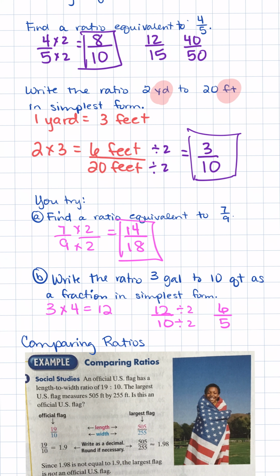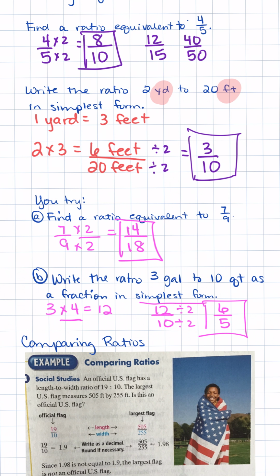Okay, so for the first one, like I said before, you could have many answers that are correct. You may have multiplied the top and bottom by something else. I multiplied by 2, so I got 14 over 18. And then for the ratio 3 gallons to 10 quarts, I turned the 3 gallons into quarts, so I multiplied by 4. 3 times 4 is 12. So I had 12 quarts over 10 quarts. To reduce that, because it said simplest form, I divided the top and bottom by 2 and got 6 over 5.